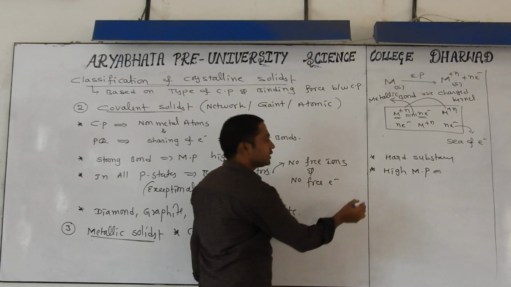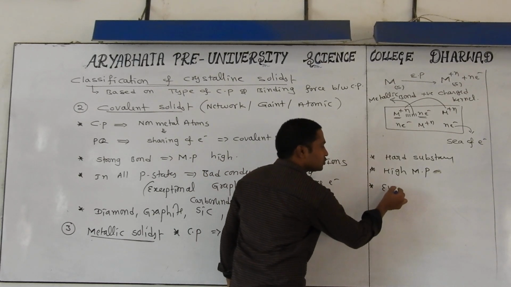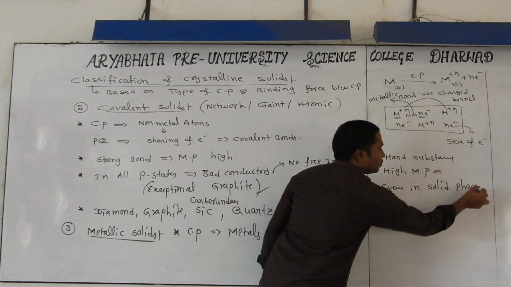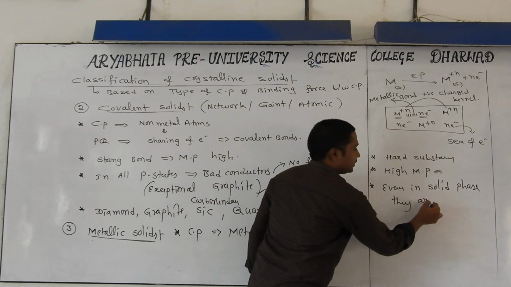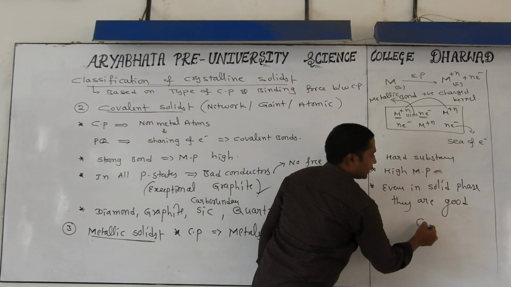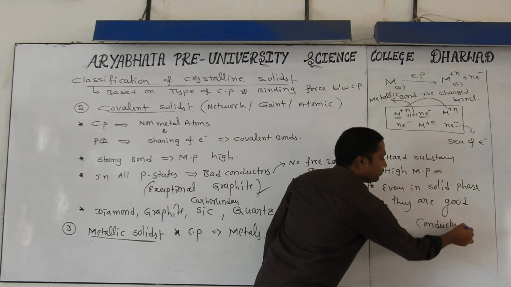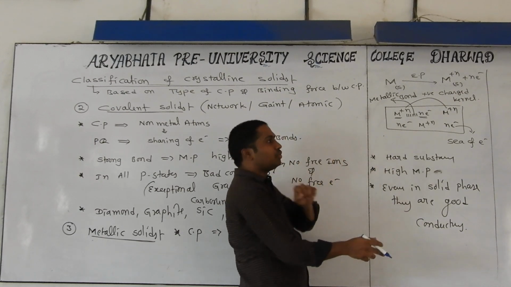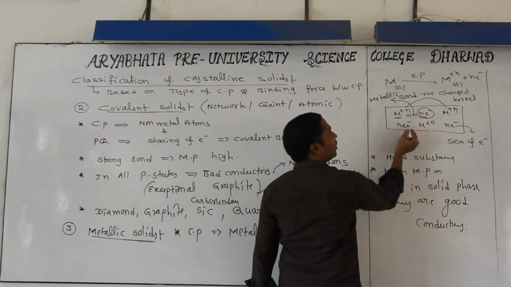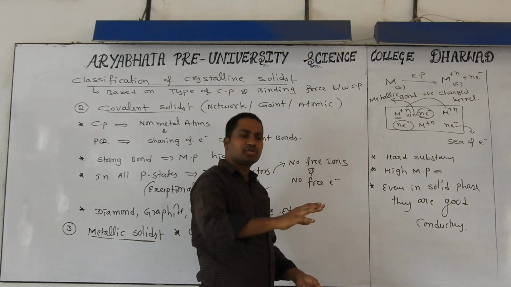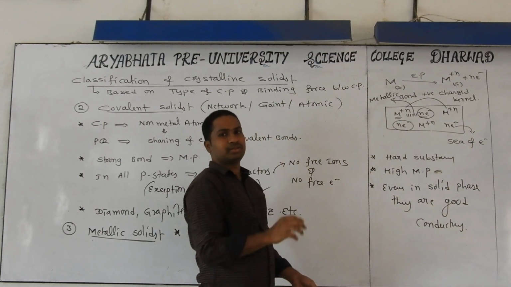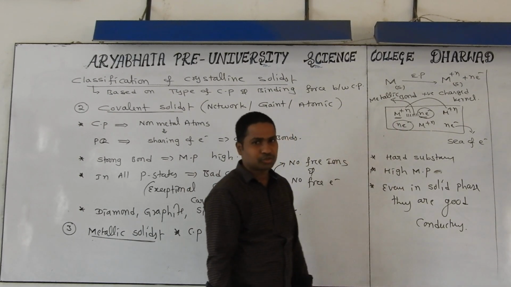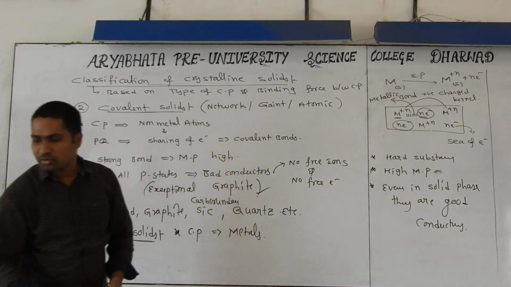One more thing we have to discuss: even in the solid state, they are good conductors. What is the reason for this? Even in solid phase, these metallic solids are good conductors because of the presence of mobile electrons. The mobile electrons move very freely throughout the substance, and because they are small and lightweight particles, they easily carry energy from one place to another. Three types are over.